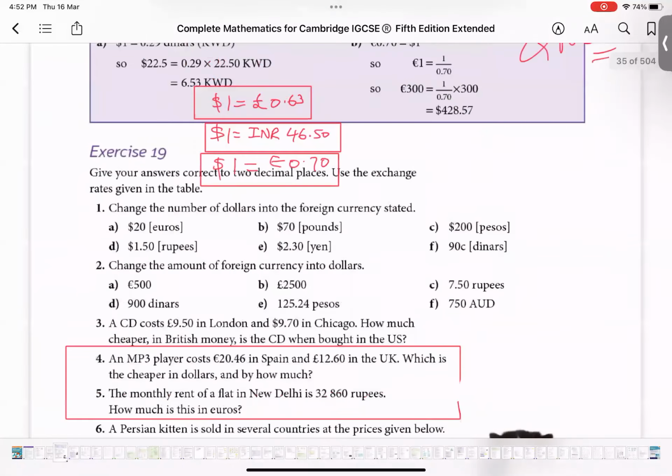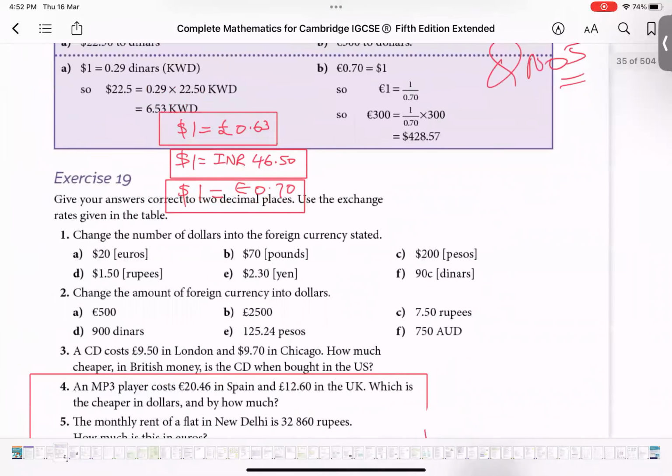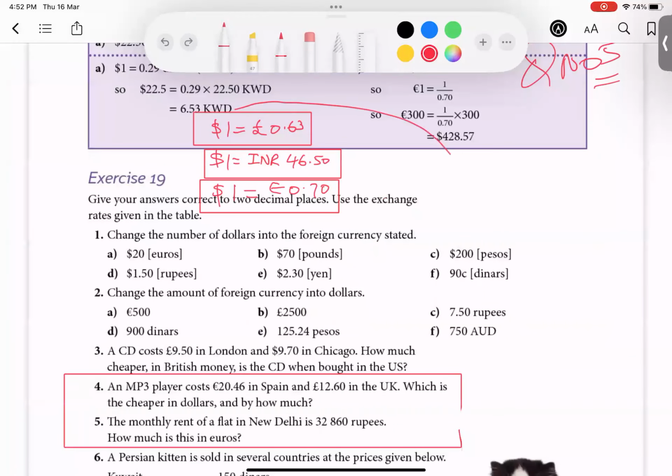Both connections are given here. One is rupee and dollar, and one is euro and dollar. So let's start. First of all, title number 1 is INR, Indian rupee, and dollars. What is the rate? Let me write the rate first. 46.50 is equal to $1. And how many Indian rupees do I have?